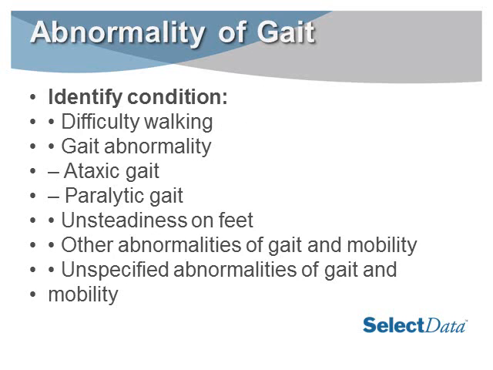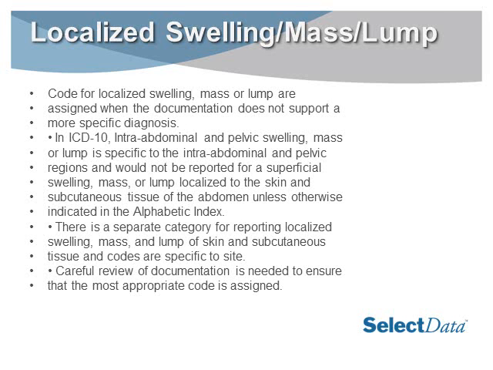Your therapist would identify the condition. Is it difficulty walking? Do they have a joint disorder that has not been surgically addressed? If so, it falls under difficulty in walking. If it does not fall into that category, it's a gait abnormality. And from there, your therapist has to identify, do they have an ataxic gait, a paralytic gait? Do they have unsteadiness on their feet? Or is it an other abnormality of gait and mobility? In home health, we have no reason to use unspecified abnormalities of gait and mobility because your therapist has gone out there and done an assessment of gait deviations.